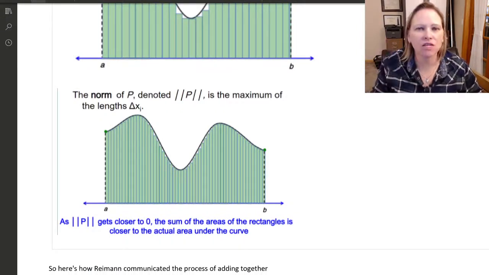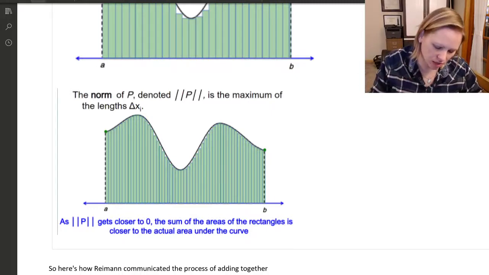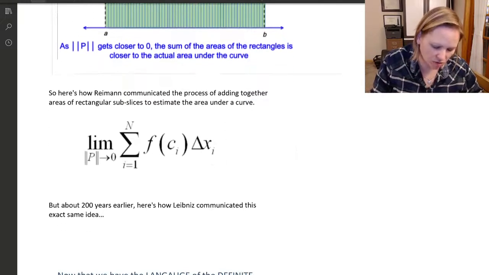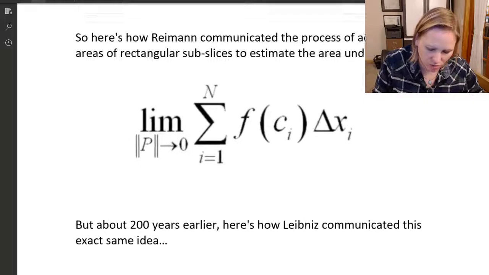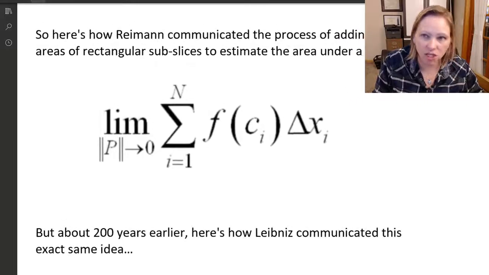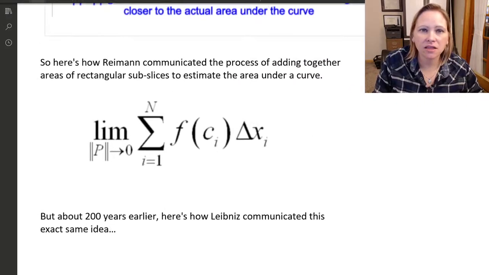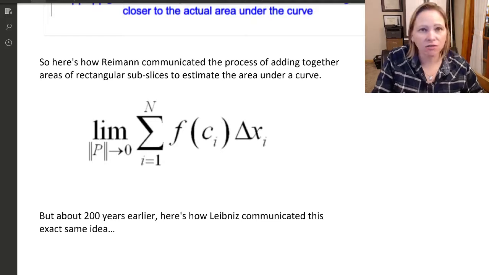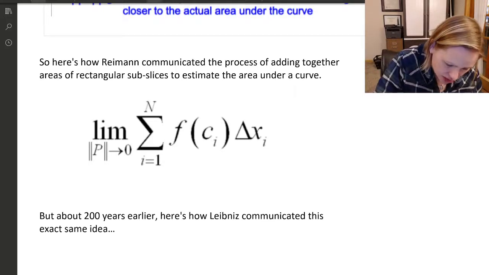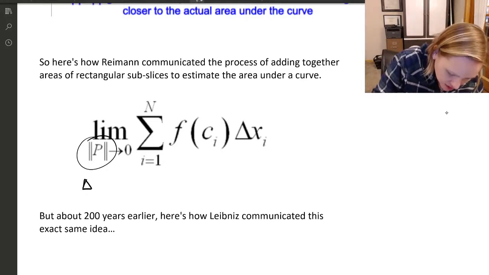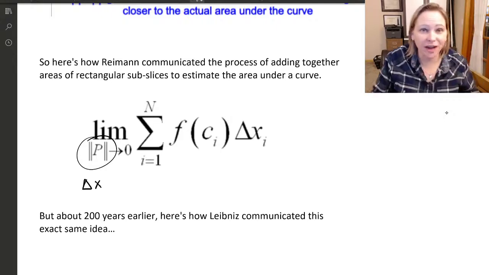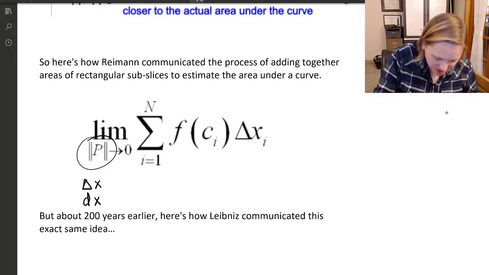And the more rectangles we can get, the more accurate and closer we can get to the actual area under the curve. So here's how he wrote this down. He used a limit notation. And he said the limit as the width of the interval, so that's this. As the width, that's the change in x, right? So in Leibniz notation, this is the dx.